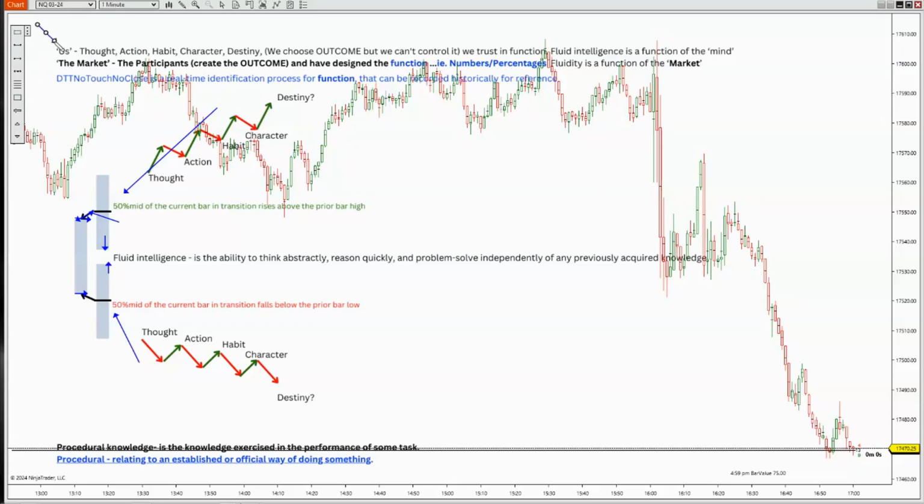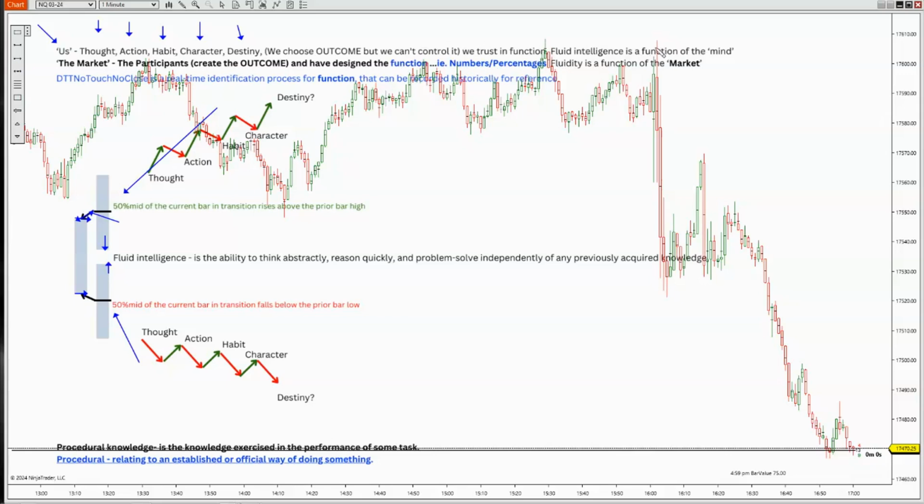This is how we work. Now, this is how we work, because this is a decision place. This is a decision place. That's all that's happening here, is a lot of decisions being made on various different price levels. Thought, action, habit, character, destiny. We choose outcome, but we cannot control it. All right. So we cannot control the outcome, but we can choose it. We would have in mind where we would like to be, but we can't control what happens with the outcome. It's the in-betweens that we're trying to adapt along the way until the outcome becomes what it is that we would want it to be. We trust in the function of it.